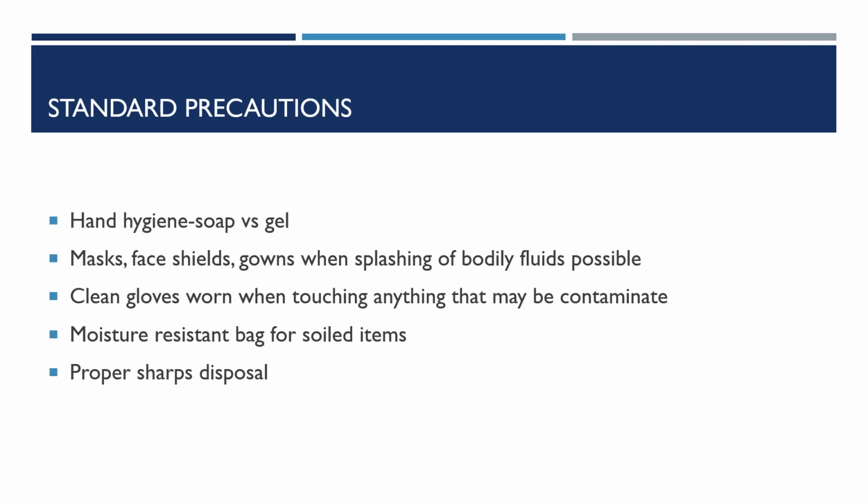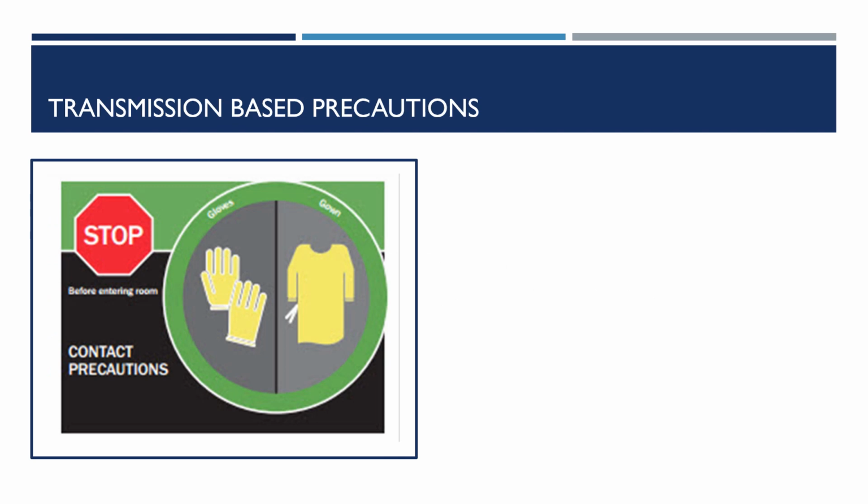All right, so standard precautions. We learned about standard precautions the other day when we were doing hand hygiene, soap versus gel. Also, when you suspect any splashing of bodily fluids, you can put a mask, a shield, and gown on. Clean gloves must be worn when touching anything that can be contaminated. Soiled items go in a moisture-resistant bag, and sharps go into the sharps container.